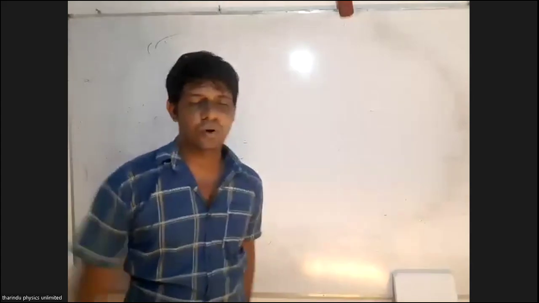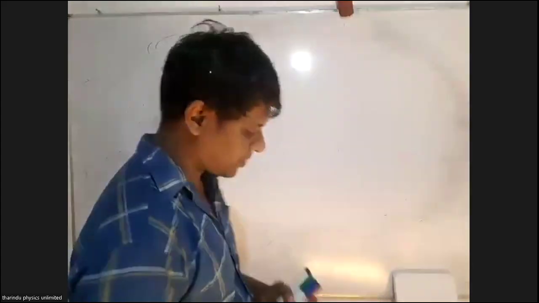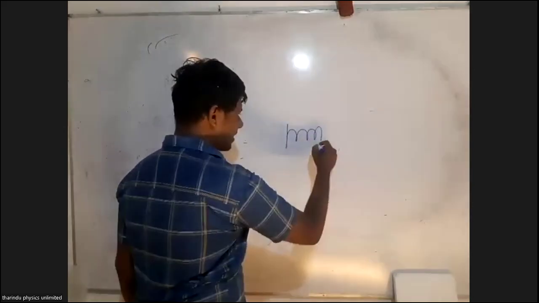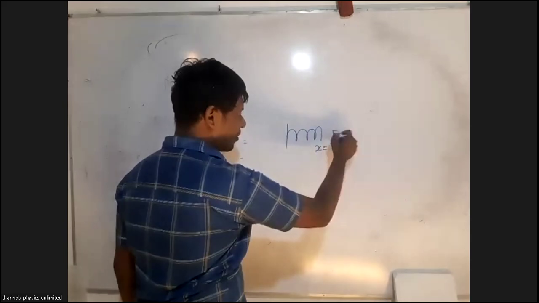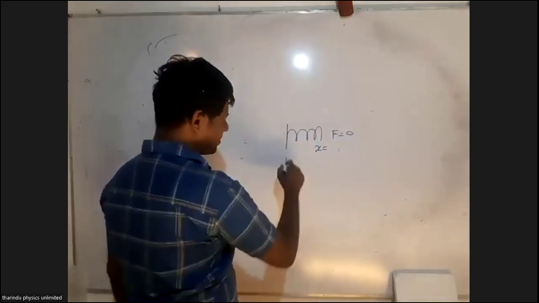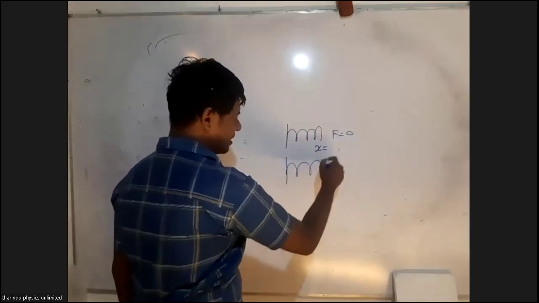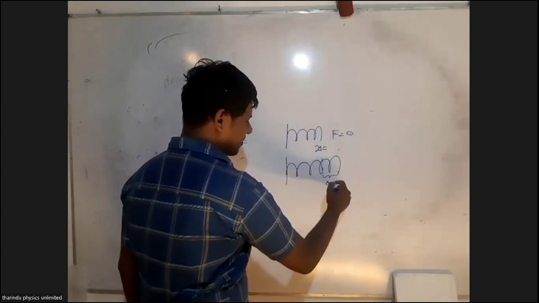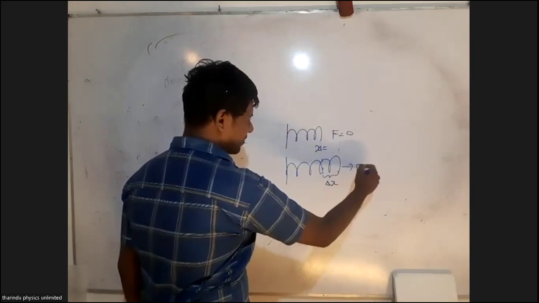For mechanics, we have another type of potential energy, that is the energy stored in stretched springs. We learned something like this. At the beginning, the extension is 0, so the force is also 0. Then the extension is some amount delta x, and now there is a force F.